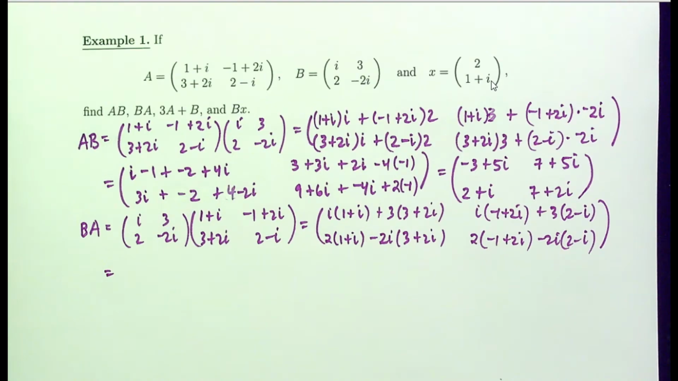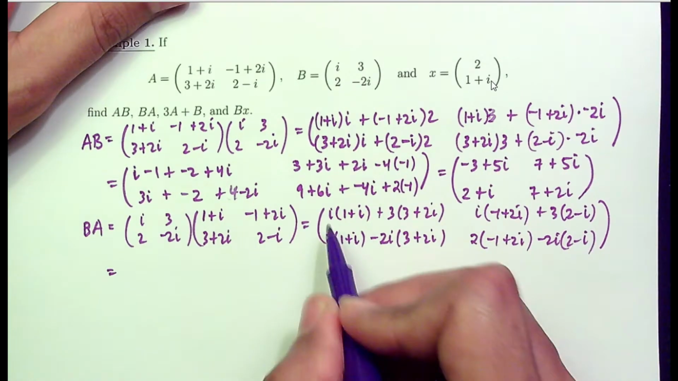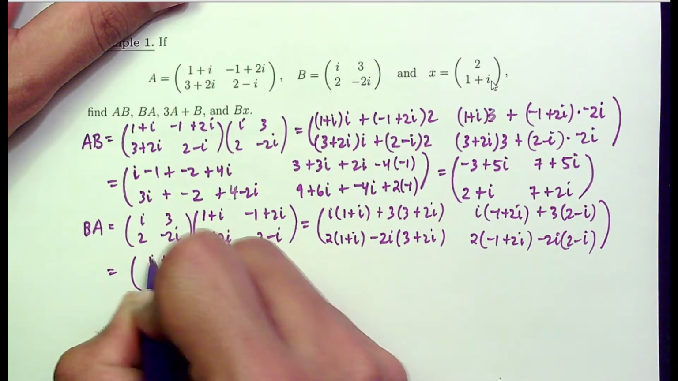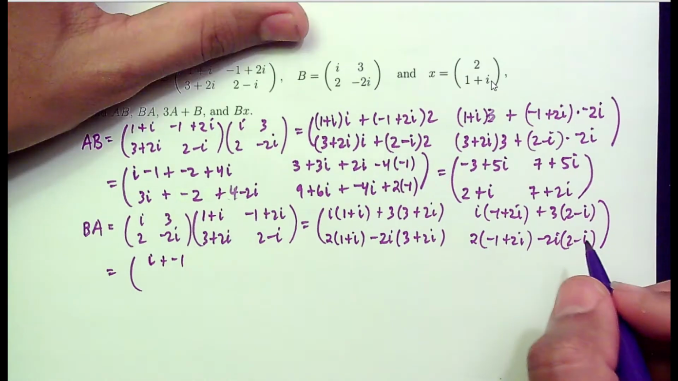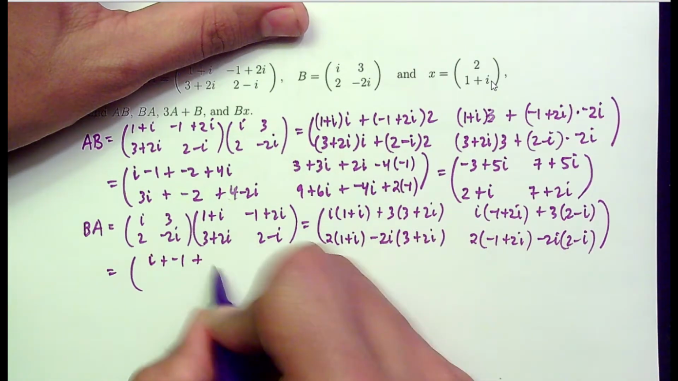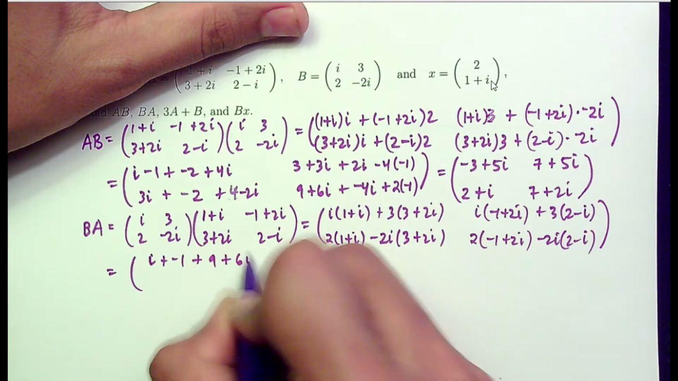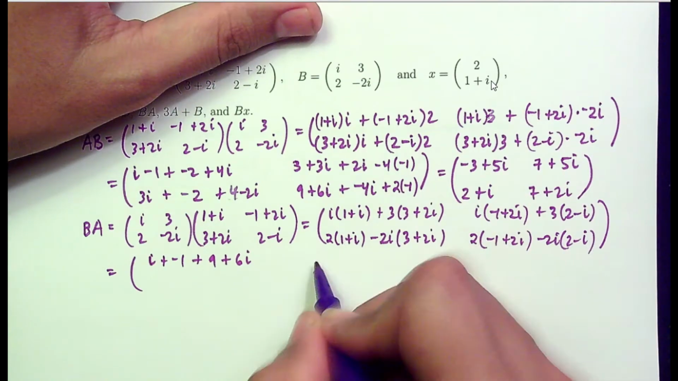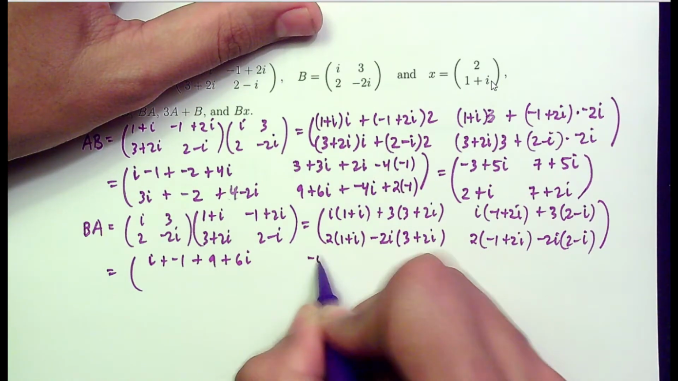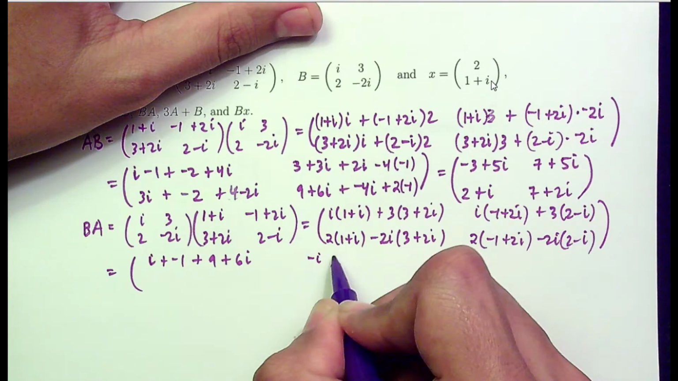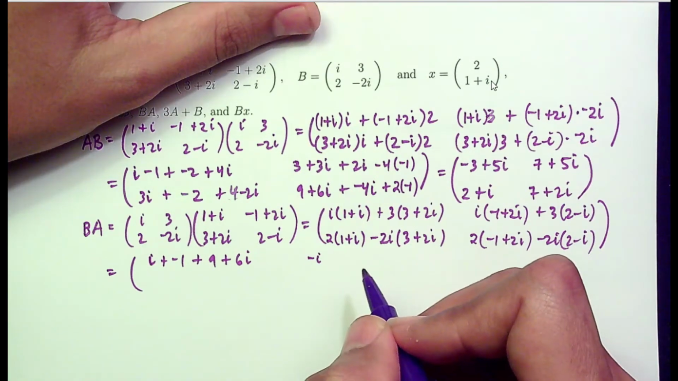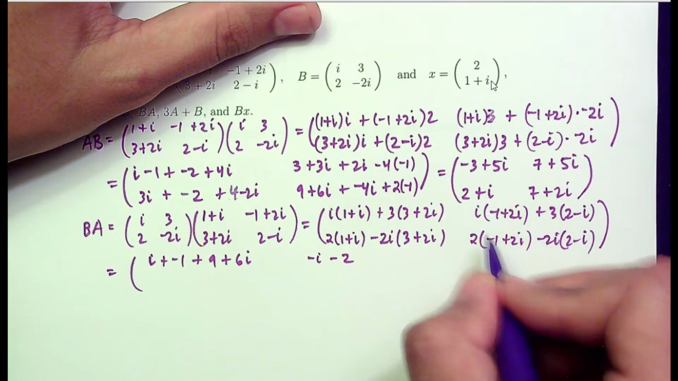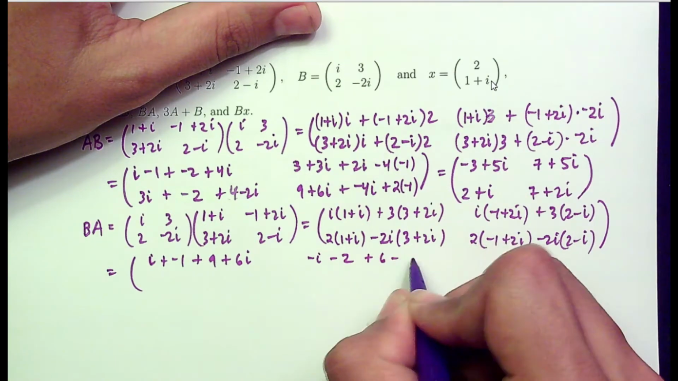Okay, now we can finish this off in 2 steps. So distribute here, this would be i times 1 is i, plus i squared, but i squared is negative 1, plus 9 plus 6i. Then over here, this will be negative i plus 2i squared. i squared is negative 1, so plus 2i squared should be minus 2. Then plus 6 minus 3i.